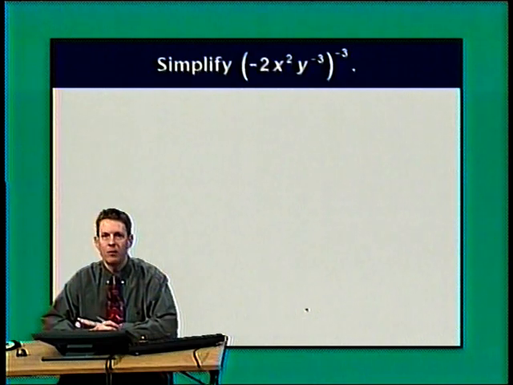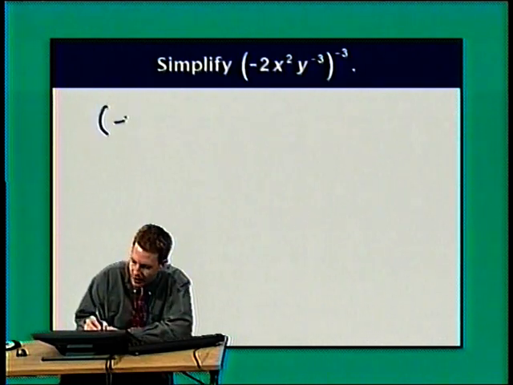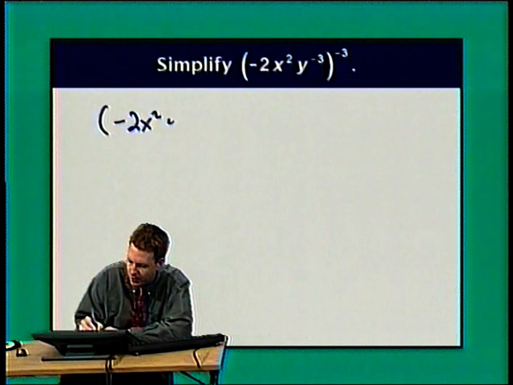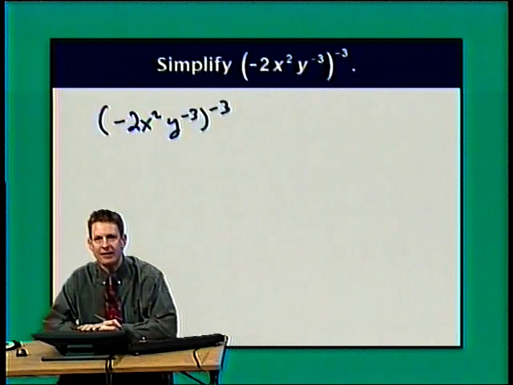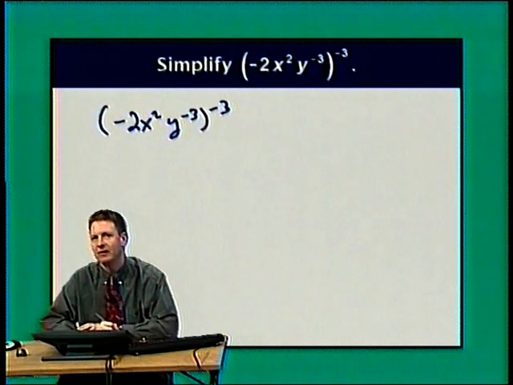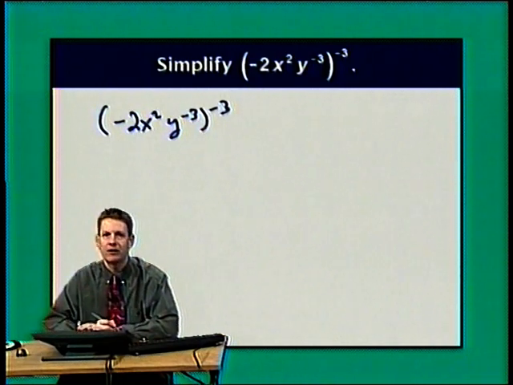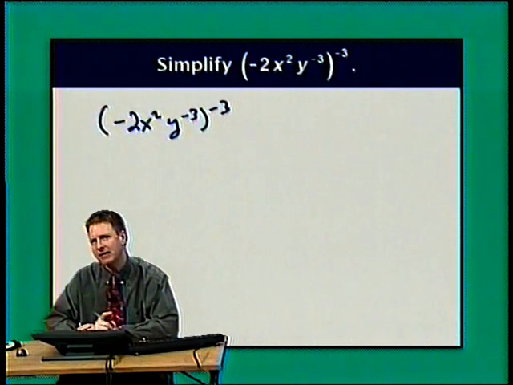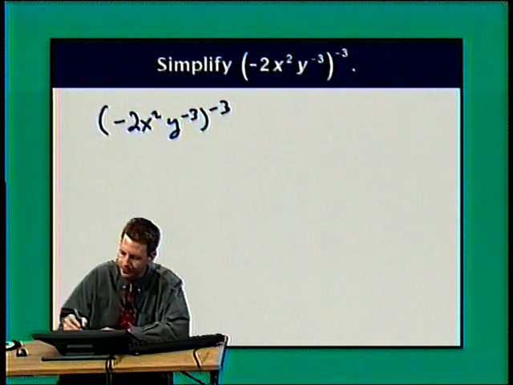Alrighty, this time we're just being asked to simplify negative 2x squared y to the negative 3, that quantity raised to the negative 3 power. So let's go ahead and write down our original expression. And on this example, I'm actually going to write out the step where I'm distributing that exponent of negative 3 to each factor in the product, because there's something that's a little tricky here for some people.